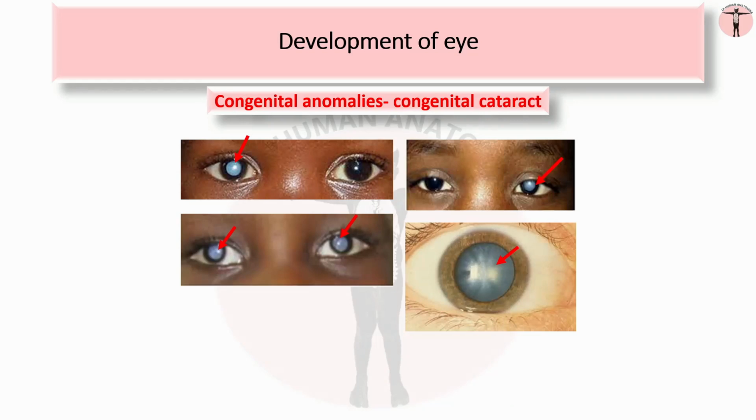Congenital cataracts are opacities of the lens and are usually bilateral. They are fairly common and may result from the following: rubella virus infection, toxoplasmosis, congenital syphilis, Down syndrome or trisomy 21, and galactosemia, which is an inborn error of metabolism.